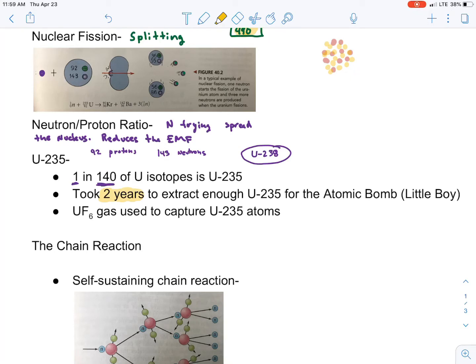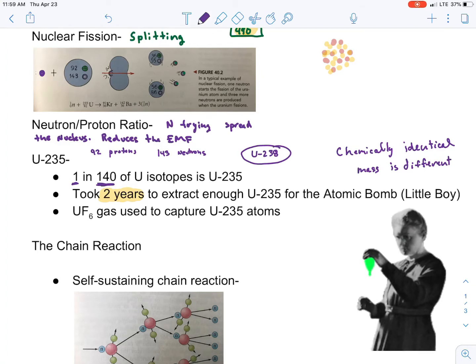2 years. And the reason is because they are chemically identical. Right? The only difference is that mass. The mass is the only thing that is different. Right? So you can't do any chemical reactions to make them separate apart. Like you couldn't do a reaction and split the 235s from the 238 because they're all going to react the same way. So they had to remove them physically, each atom separately.